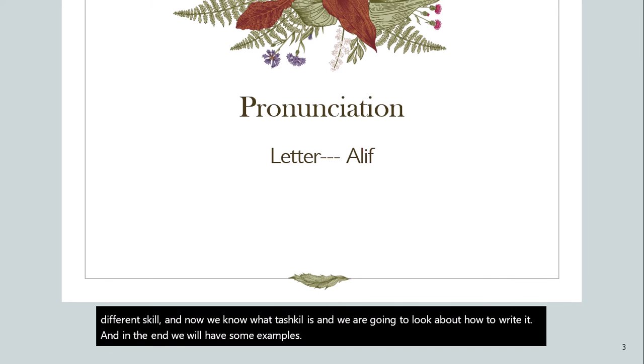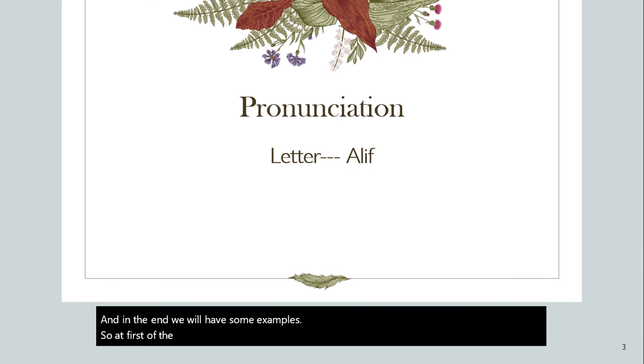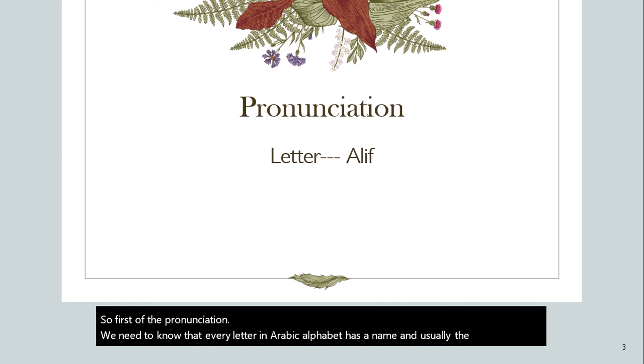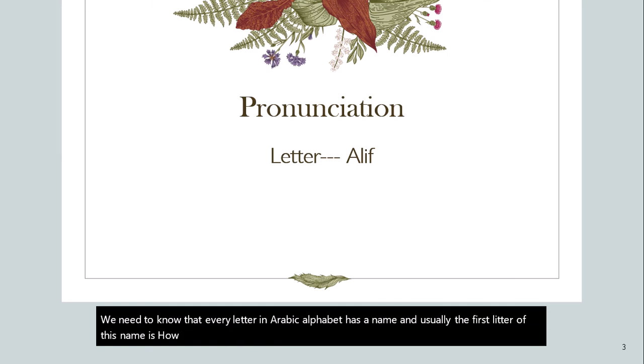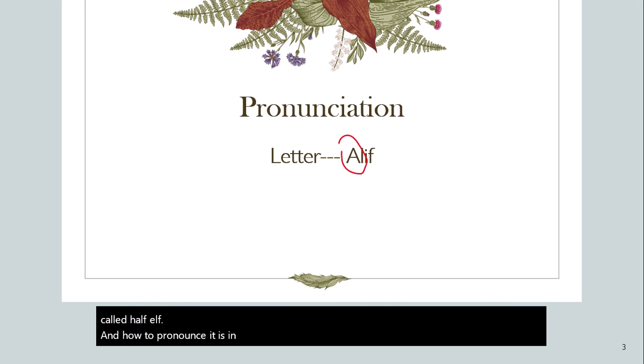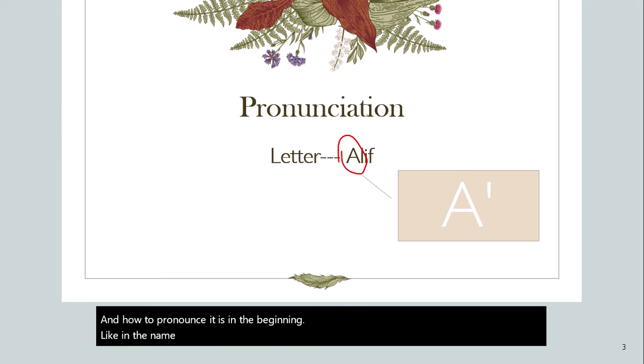So first off, the pronunciation. We need to know that every letter in the Arabic alphabet has a name, and usually the first letter of this name is how to pronounce it. For example, here it's called حرف الألف. The whole letter is called حرف الألف. And how to pronounce it is the a in the beginning, like in the name. It's called Alif. The pronunciation, we can know it from the name. Alif, Alif. So it's pronounced like a. Okay. How to pronounce it?